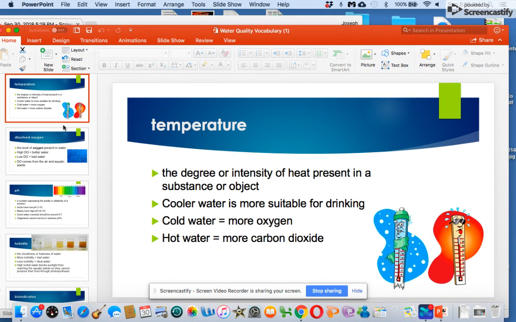Okay, we're going to do our first little section right here on water quality. Actually, it's our third section. Let me turn my slideshow on.